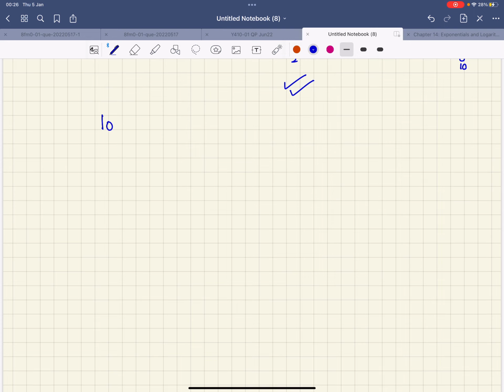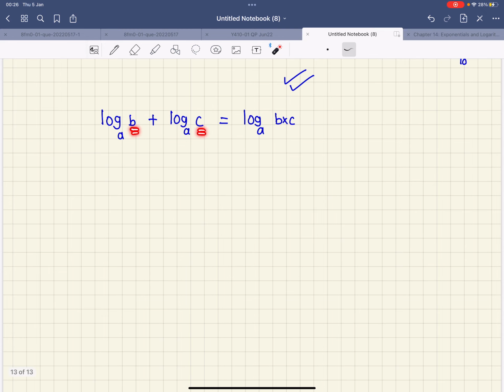Let's think about certain rules now. Log_a b plus log_a c is equal to log_a of b times c. If it's addition of two logs, then you can multiply the values inside the logs. A lot of people think that if we multiply two logs, that means we can add them. And that is not the case. We cannot do that, and that's certainly not accepted in maths.